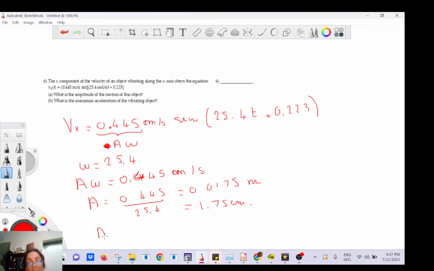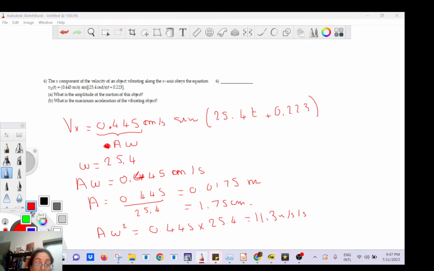Okay. Maximum acceleration. So it's just going to be A omega squared. So you take that number here, 0.445, and you multiply again by omega, 25.4, and you get 11.3 meter per second per second.